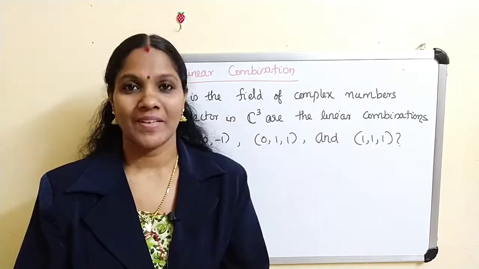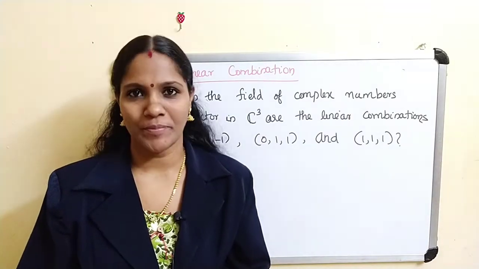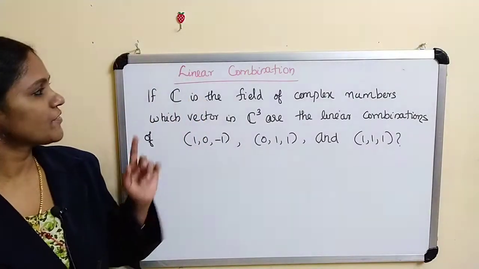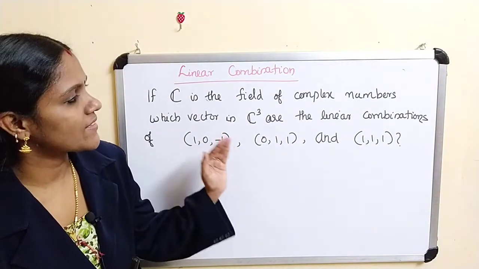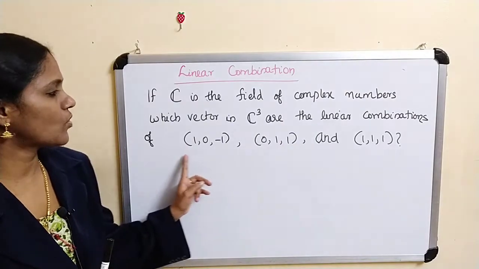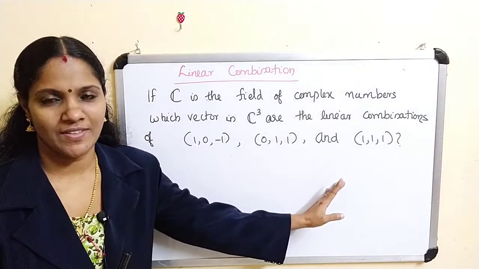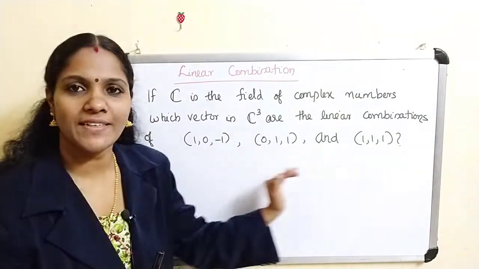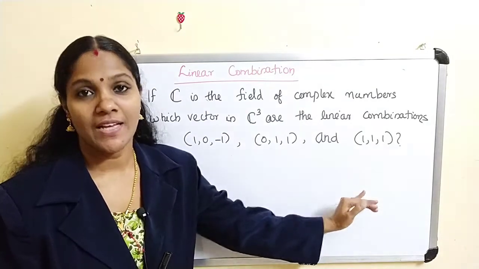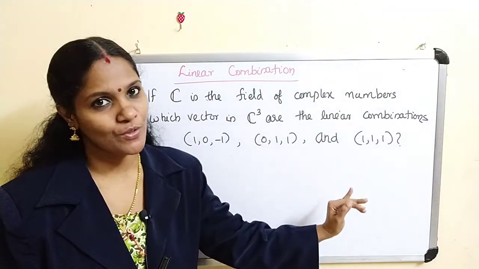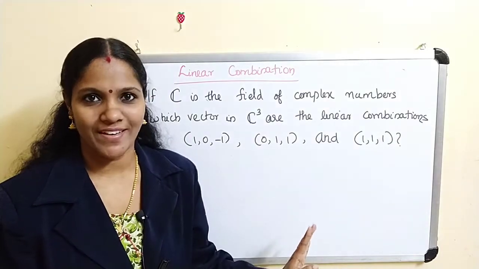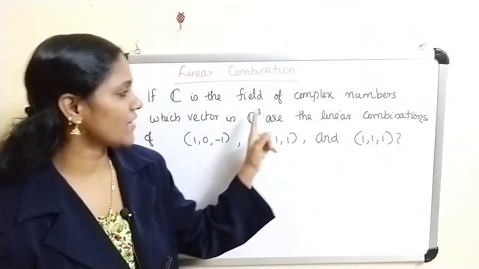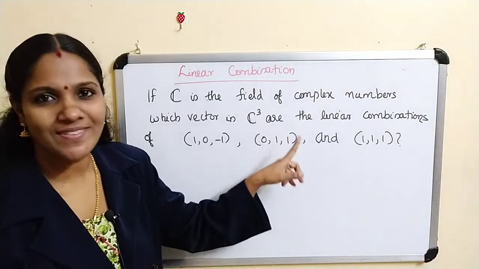Now we are going to solve one problem. If C is the field of complex numbers, which vectors in C3 are linear combinations of these vectors? That means we have to find the linear combinations of these vectors. A linear combination of alpha 1, alpha 2, etc., alpha n is sigma Ci alpha i, where Ci is from the field. Here we have to consider the vector space C3 over C.